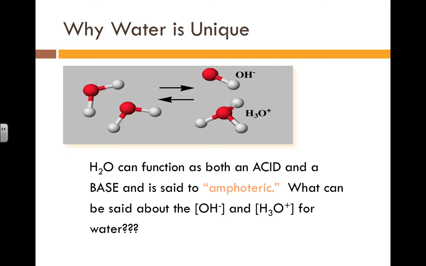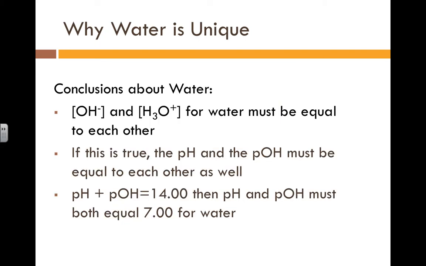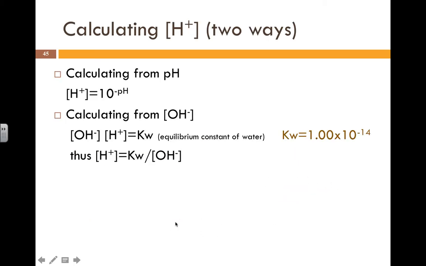Well, what does that mean then for the hydroxide and the hydronium concentration? Well, what we would say is that they must be in equal concentrations. They must be equal to one another. Well, if the hydroxide and the hydronium ion concentrations are equal, that must mean their pH and their pOH must also be equal. Well, the negative log of 1 times 10 to the negative 7th would give us pH 7. Well, if pH plus pOH equals 14, then the pH and pOH for both must be 7.